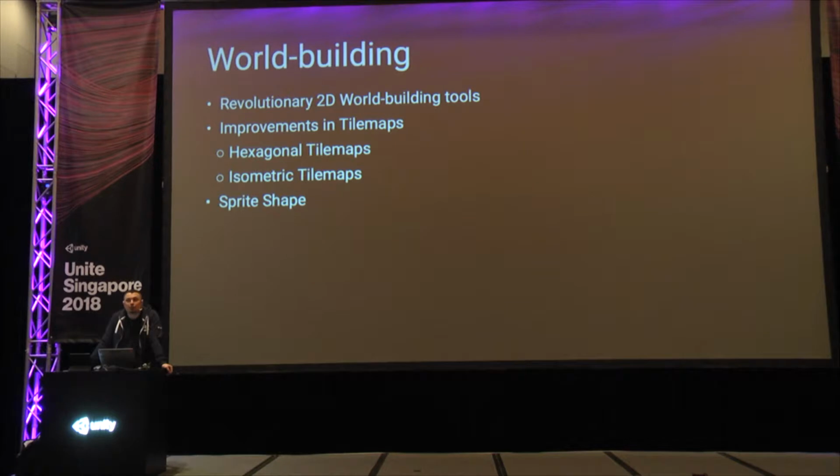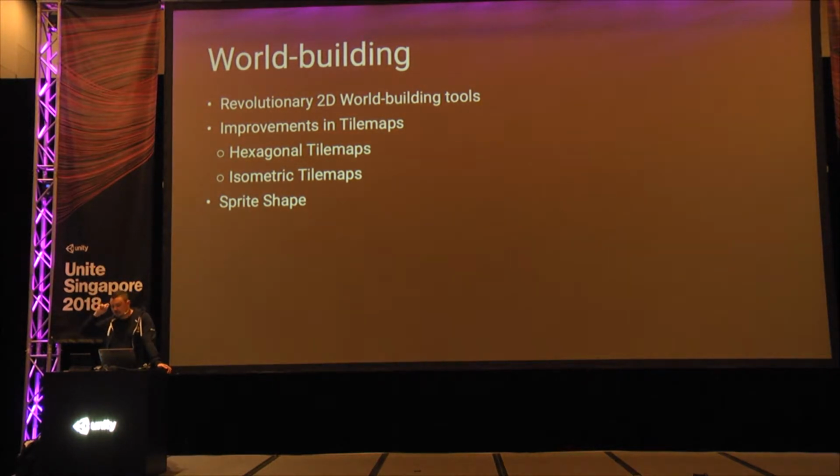So moving on to world building. In world building, we've added 2 world building tools, and one of them has two extra parts. So we've got hexagonal tile maps. What we've got with hexagonal tile maps, how many of you have used the tile maps in Unity? Can I get a show of hands? Some tile map users in the room?